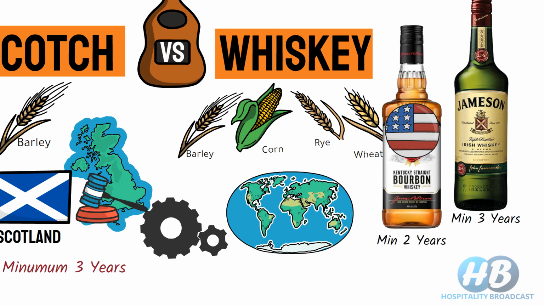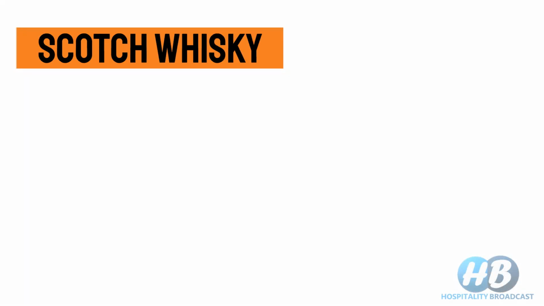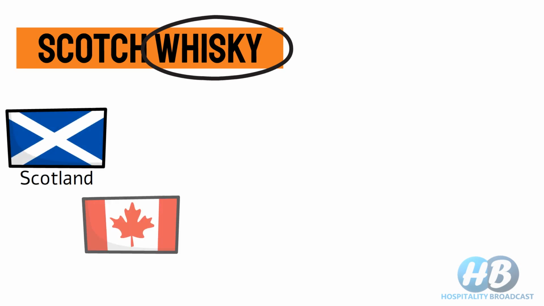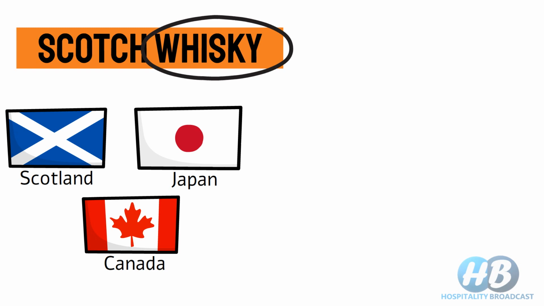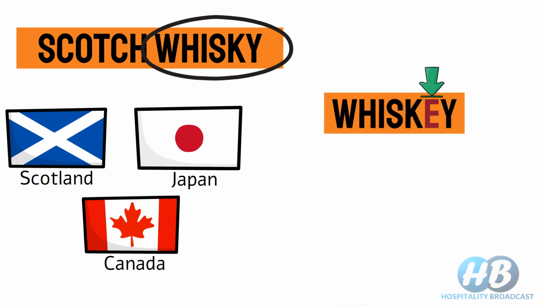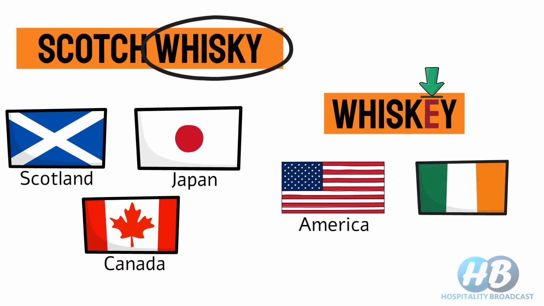Now, in this video, you must have seen me using the word Scotch whisky. It is used to specify it's a whisky from Scotland. This word I use, whisky, is without an E. The term whisky without an E is generally used for Scotland, Canada, and Japan-based whiskies, while the term whiskey with an E is used for American whiskey and Irish whiskey.